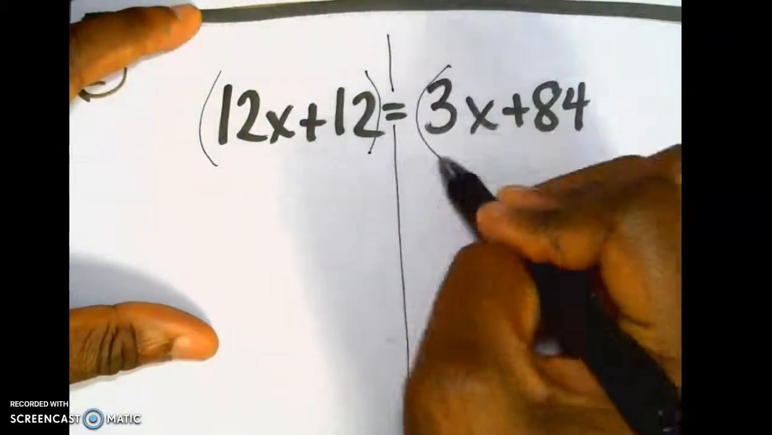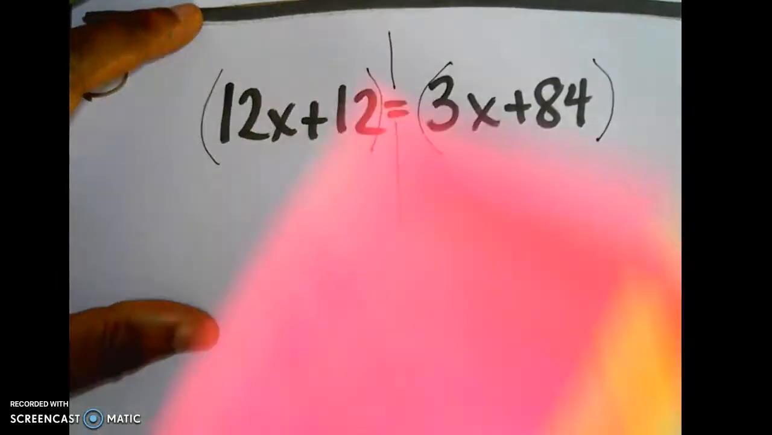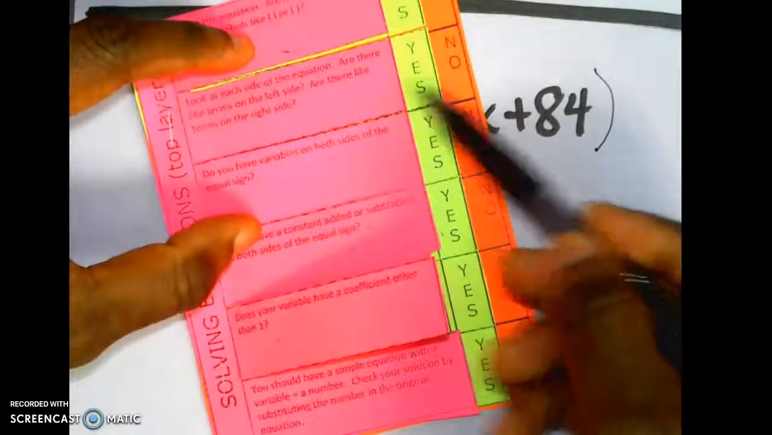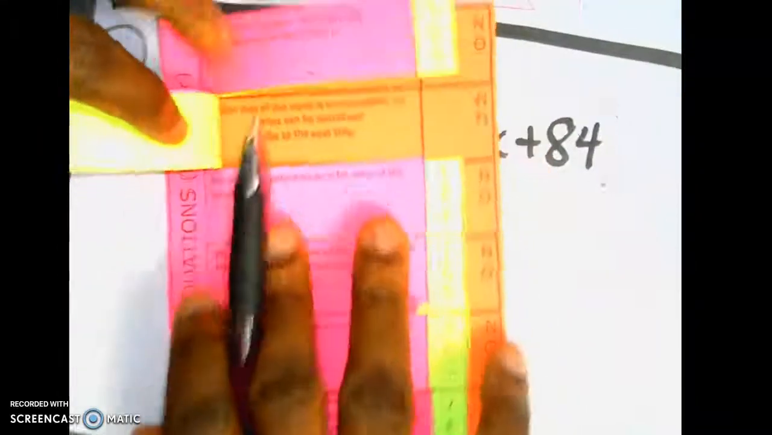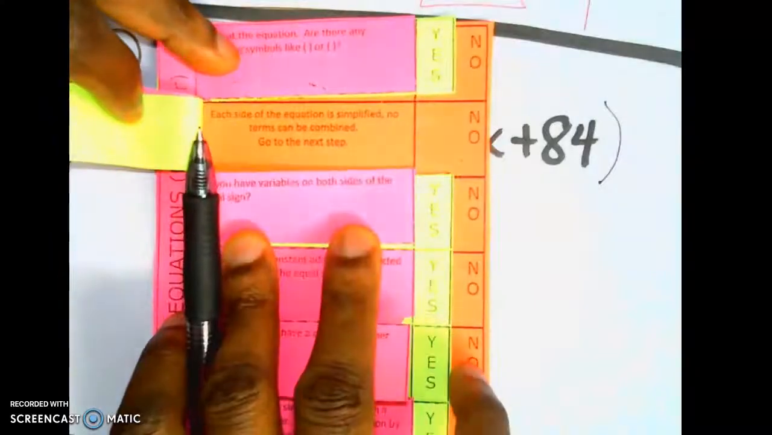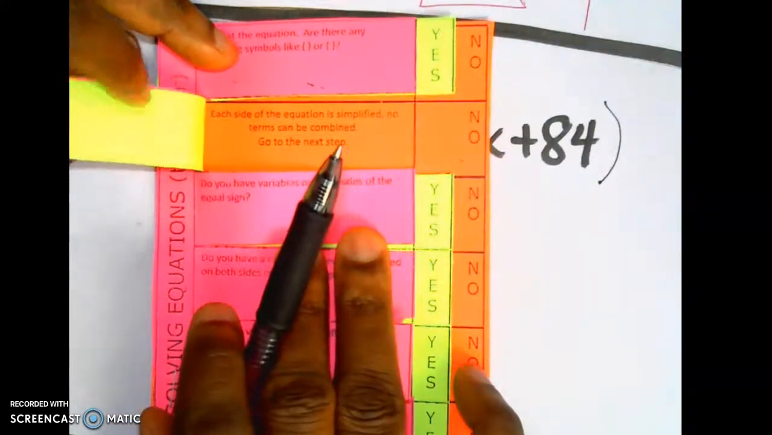Are all of my x's together? Are all of my numbers together? In fact, there are no like terms. So again, bringing back this question, are there like terms? No. So it just tells us that each side of the equation is simplified at this point. No terms can be combined, so go to my next step.